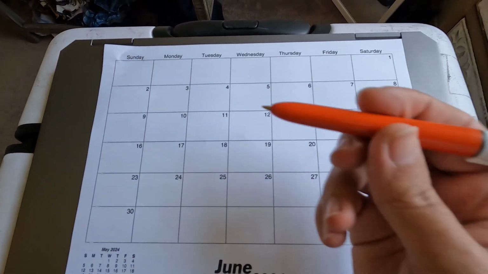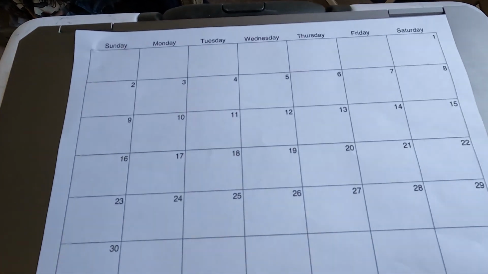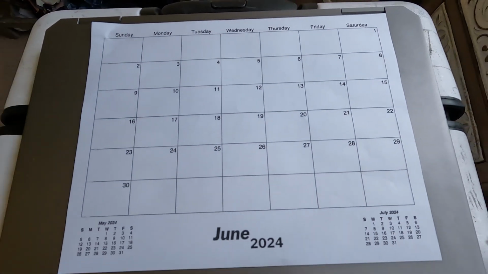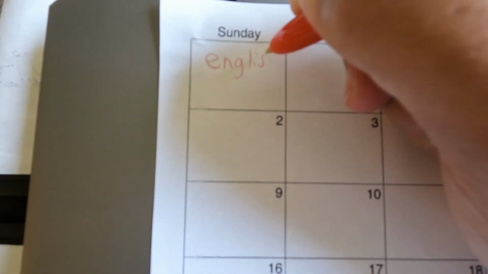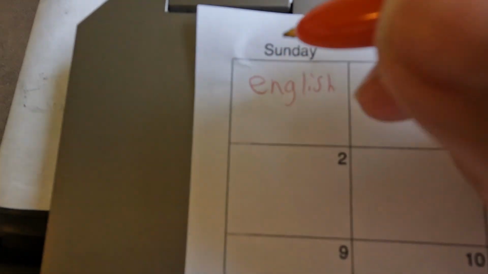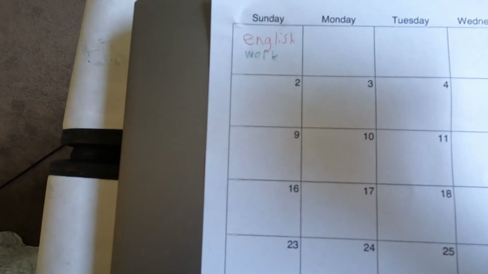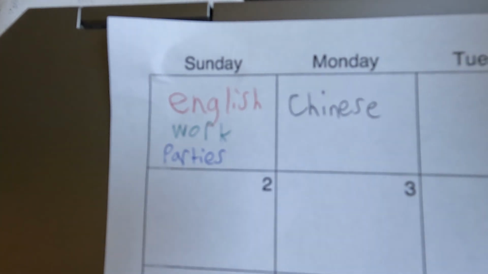Now, it's important to use different colors so that you can organize and differentiate different things, such as the language you're learning. Let's say English. Now, let's make work green, work. And then we can even go with blue and make it for parties, whatever. Okay, we have another color for, let's say, Chinese.